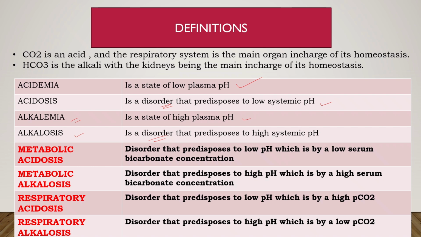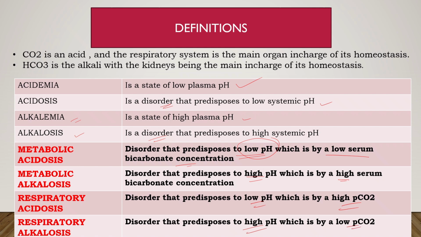Metabolic acidosis: the patient has a disorder that predisposes to low pH levels, with a low serum bicarbonate concentration. Metabolic alkalosis: high pH, high serum bicarbonate concentration. Respiratory acidosis: low pH and high PCO2. Respiratory alkalosis: high pH and low PCO2.